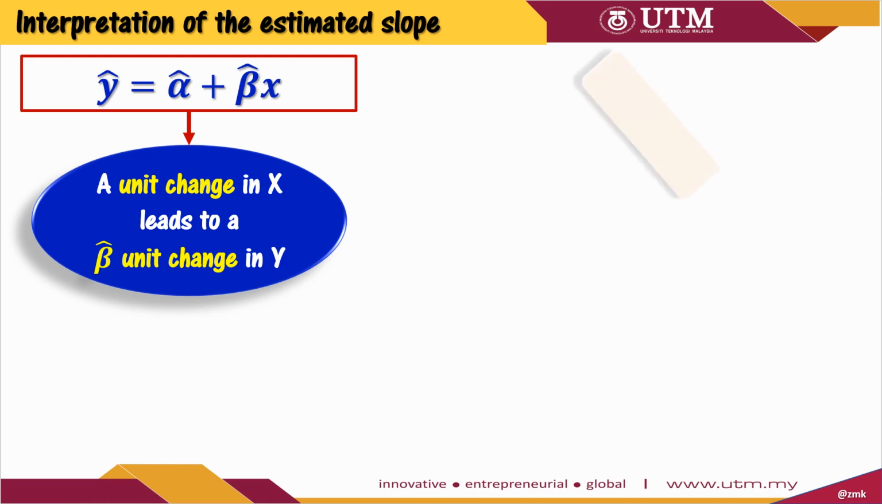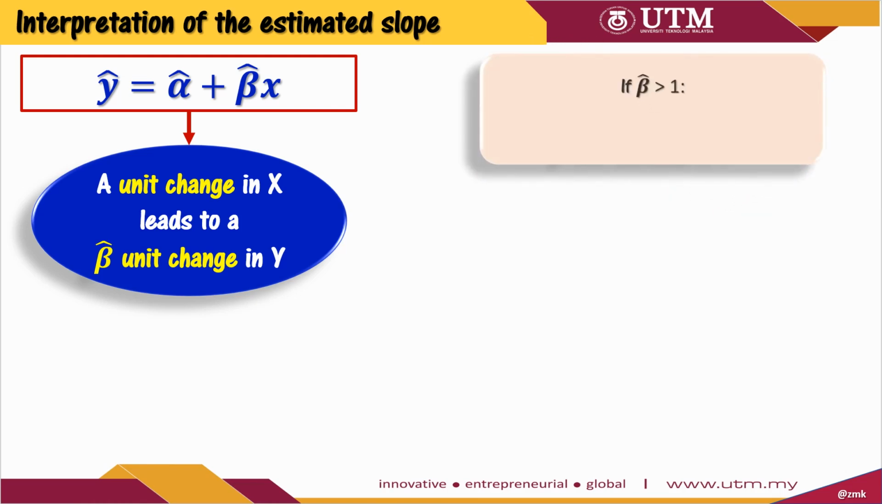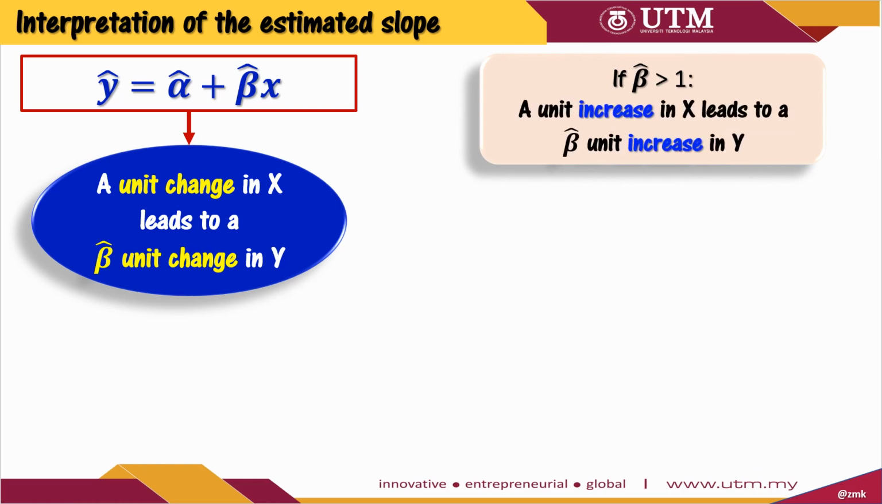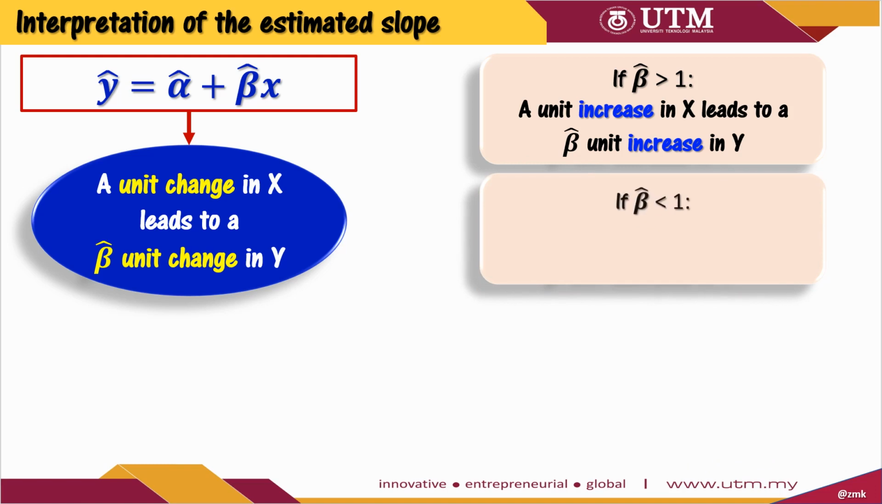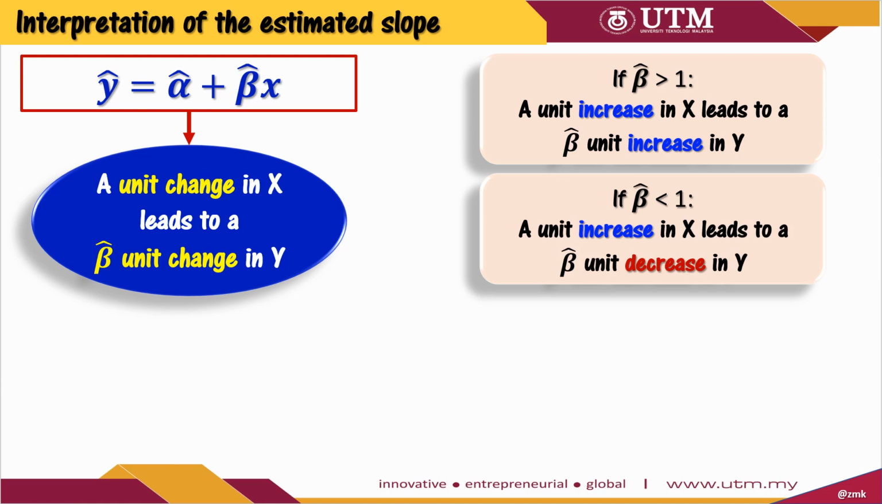For example, if beta hat value is positive, then a unit increase in x will lead to a beta hat unit increase in y. However, if the estimated beta value is negative, then you can make an inference that a unit increase in x leads to a beta hat unit decrease in y.